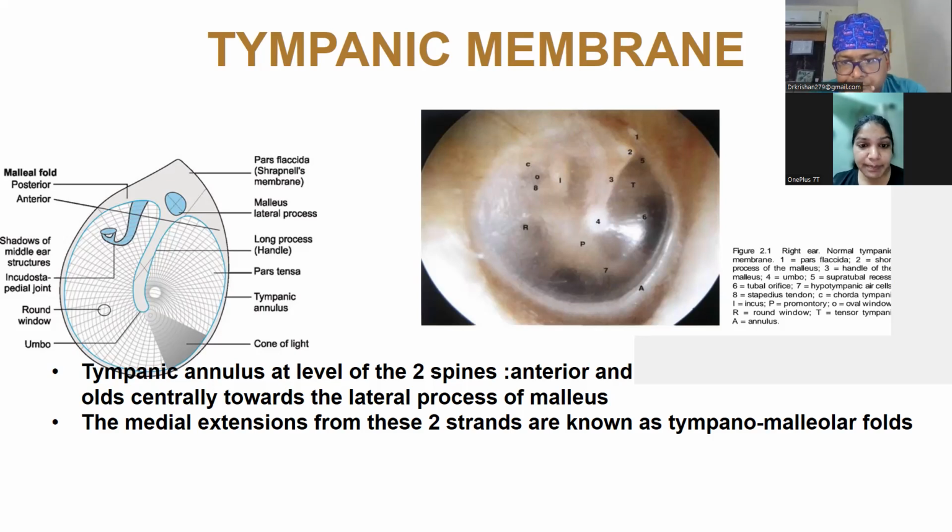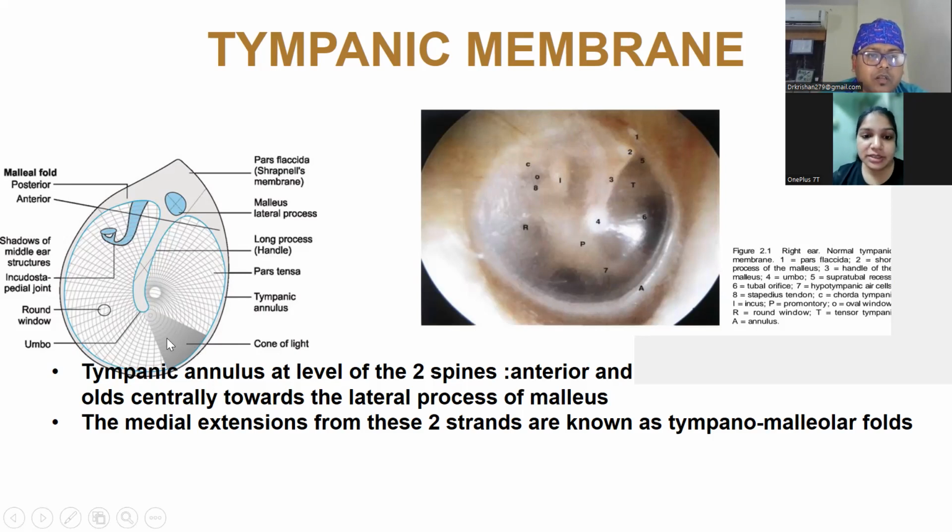That is, first the tympanic annulus at the level of the two spines, that is anterior and posterior, and centrally towards the lateral process of the malleus. See that in the diagram we can clearly see the long process, that is the handle of the malleus, which is in the pars tensa part, and the tympanic annulus, and there is a cone of light.